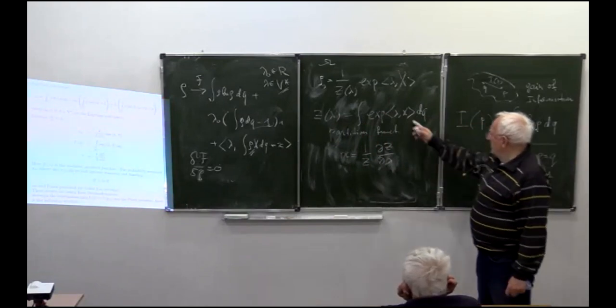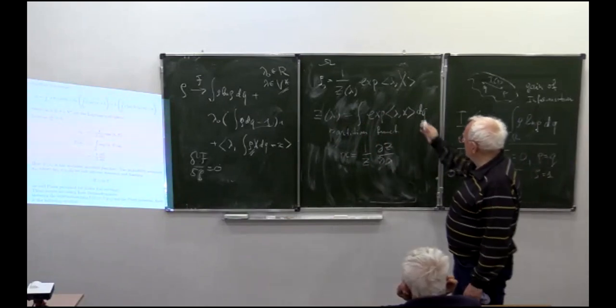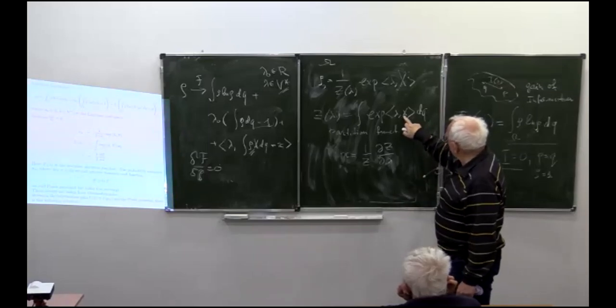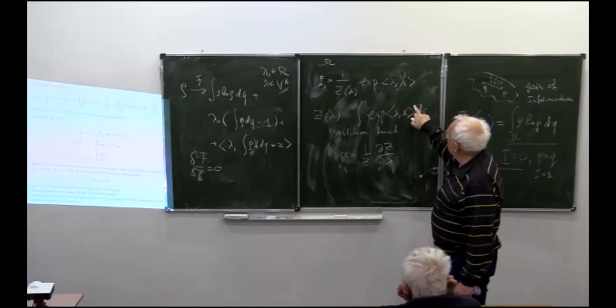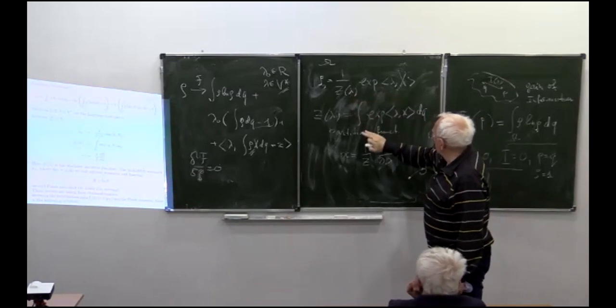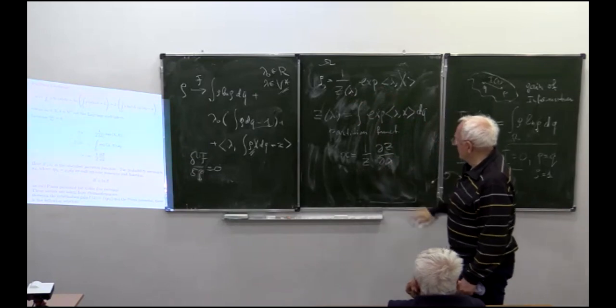It's very easy to get from this formula. If you just differentiate in lambda, you will get here under the integral also x. And if you divide it by z lambda and multiply by z lambda, you will get exactly this expression.